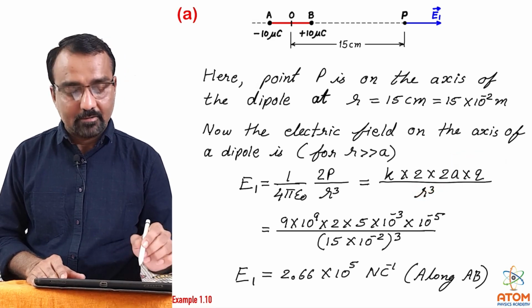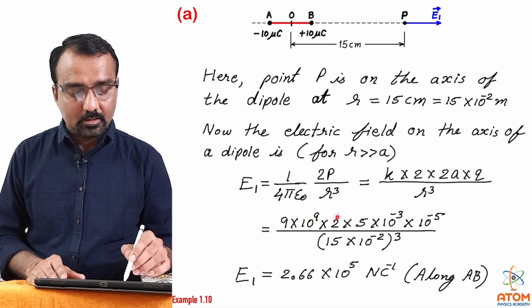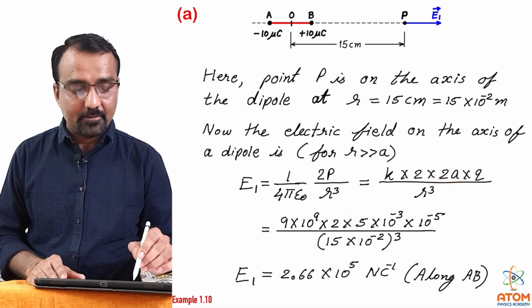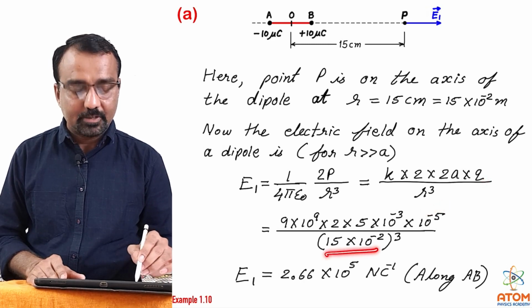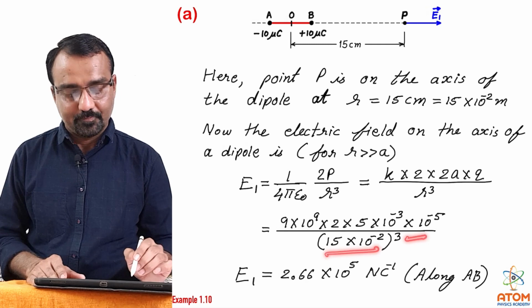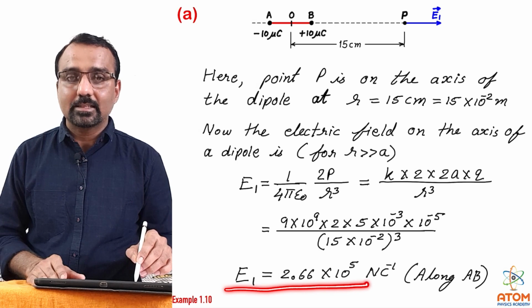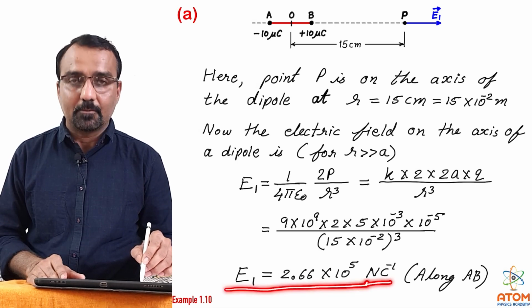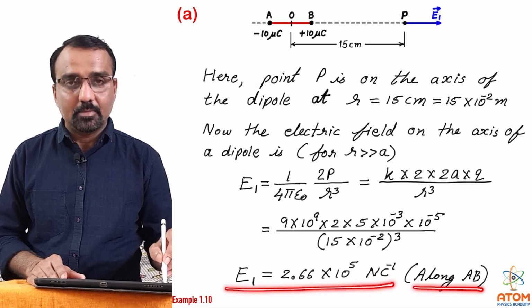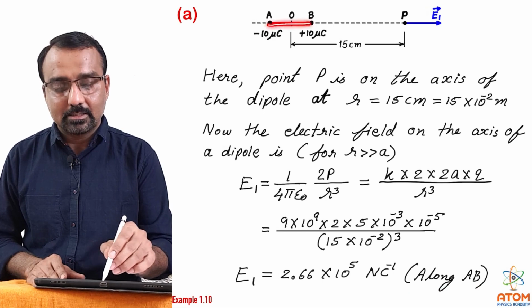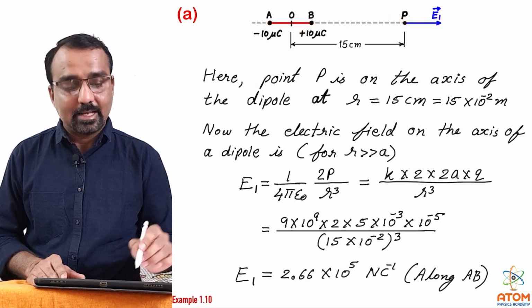Now we have all the values. K is 9 into 10 raised to 9, this is 2, and 2a is 5 into 10 raised to minus 3, and Q is 10 raised to minus 5. r is 15 into 10 raised to minus 2, whole cubed. Solving all these terms, you will get E1 equal to 2.66 into 10 raised to 5 Newton per coulomb, and the electric field direction will be along AB. As I said earlier, this is the direction from A to B. So the electric field E1 will be along the direction A to B.